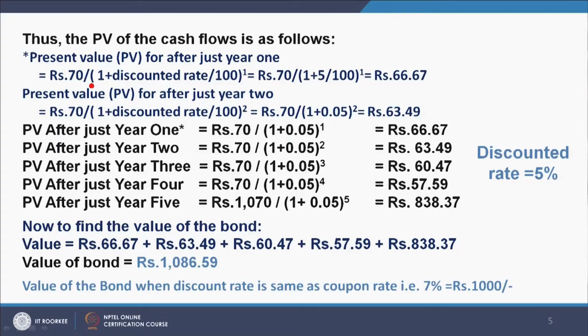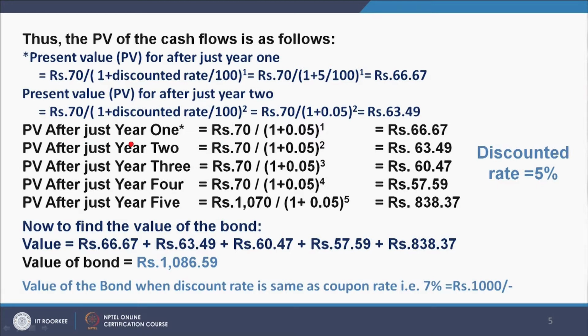Now, the present value of the cash flows is as follows. The present value after 1 year is rupees 70 divided by (1 plus discount rate divided by 100) to the power 1, which is 70 divided by (1 plus 5 divided by 100), and this becomes 66.66 rupees. Similarly, the present value after 2 years is 70 divided by (1 plus 0.05) squared, which comes out to be 63.49.